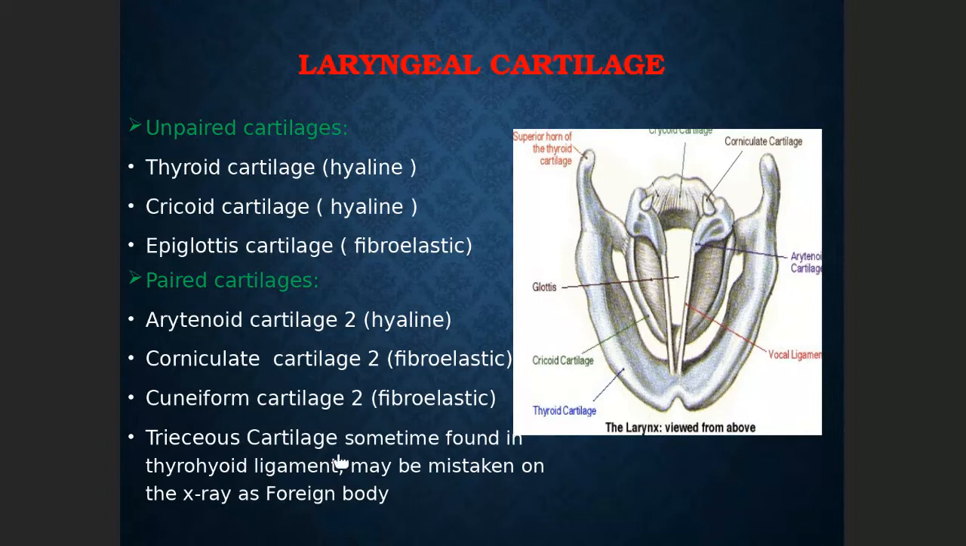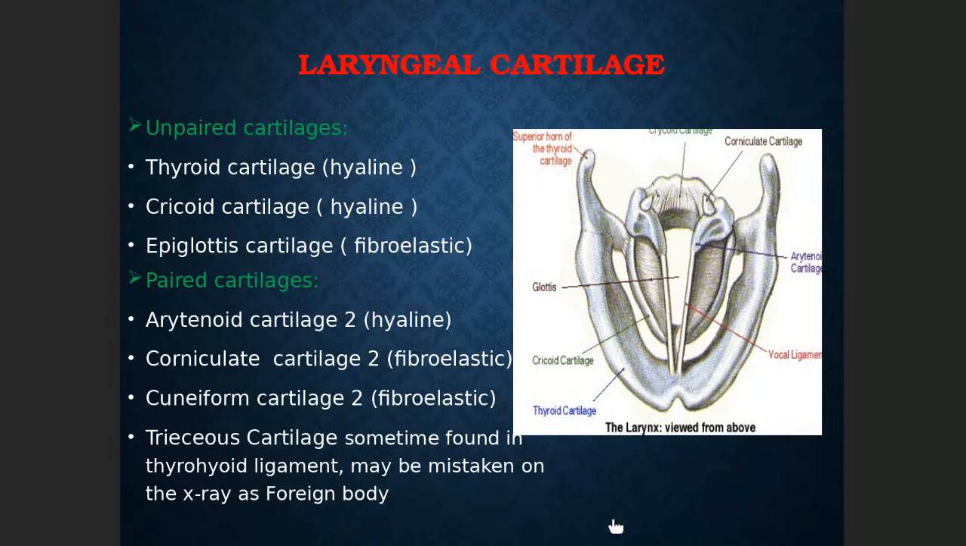Sometimes you find a small cartilage called the triticeous cartilage, found in the thyrohyoid ligament, which may be mistaken on the X-ray as a foreign body. Any question on the cartilages? Clear.